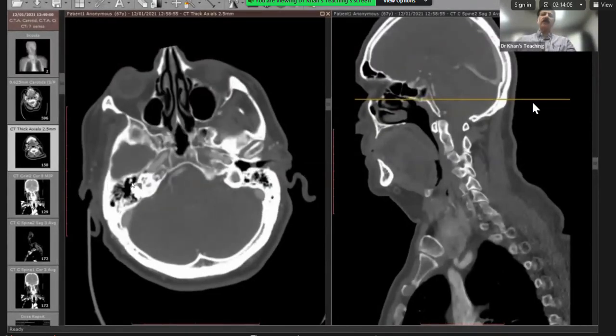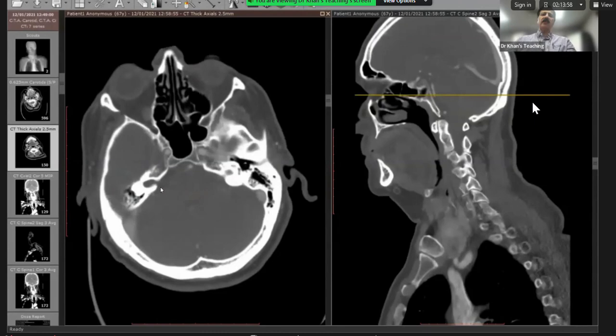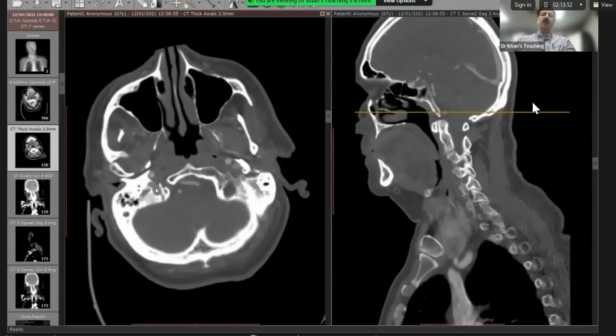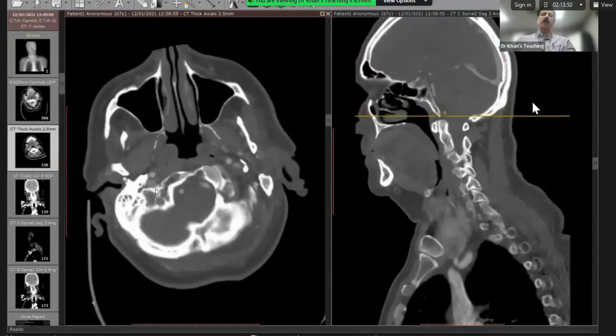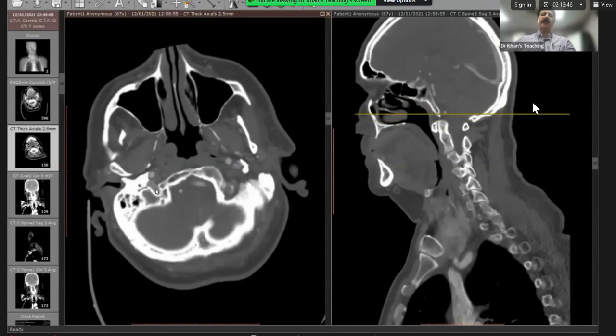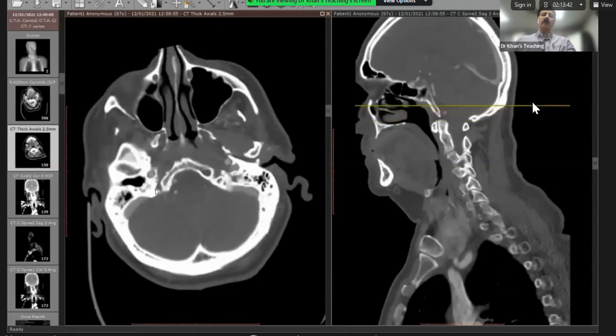If you see here, this is the head of the malleus and incus, and this is the internal auditory canal. So I am going inferiorly, and now you don't see it. And then you see the jugular foramen. Key point to remember, it makes the floor. But as a normal variant, at times it can be what we call a high riding jugular foramen.